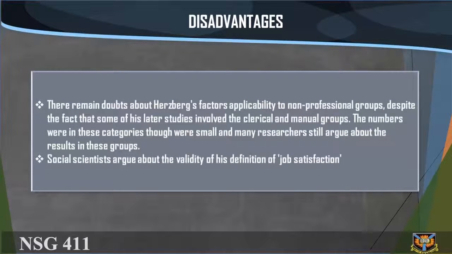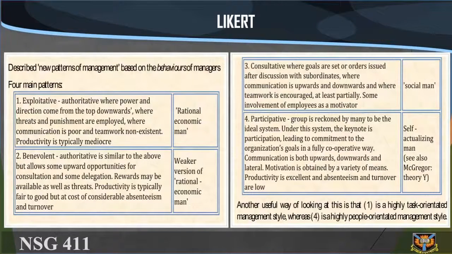Disadvantages. There remain doubts about Herzberg's factors' applicability to non-professional groups, despite the fact that some of its later studies involved the clerical and manual groups. The numbers in these categories, though, were small, and many researchers still argue about the results in these groups. Social scientists argue about the validity of its definition of job satisfaction.